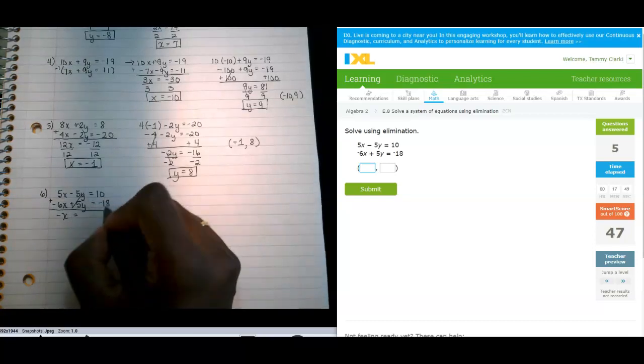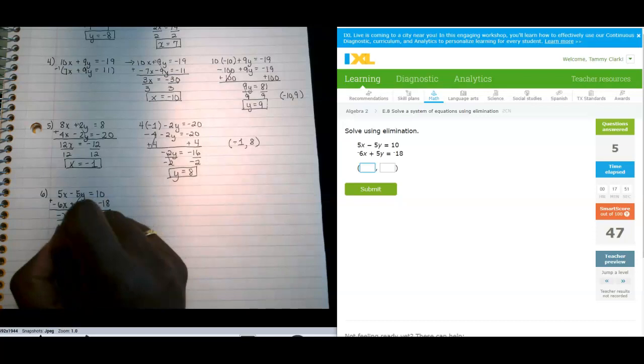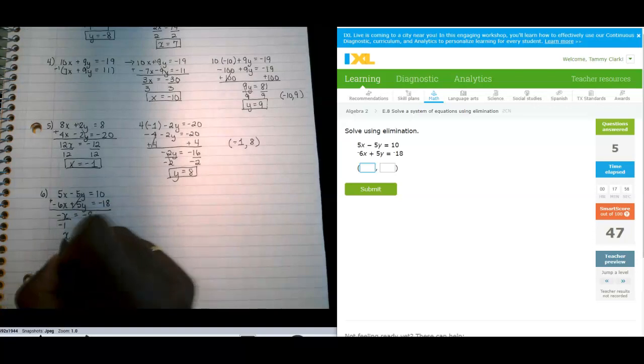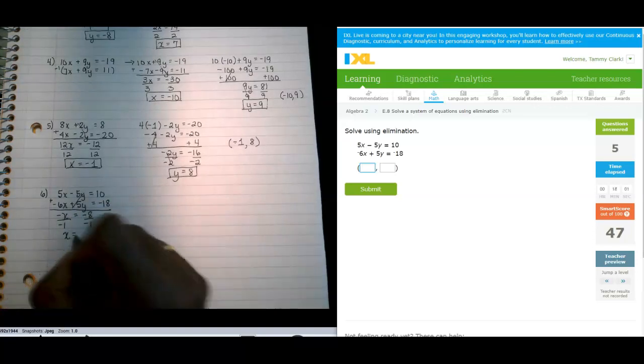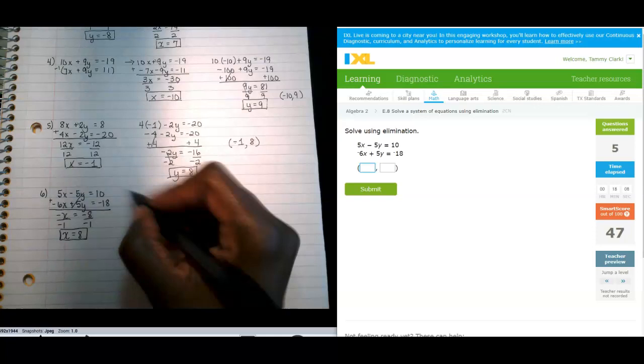10 minus 18 is negative 8. We're going to divide each term by negative 1 because we know there's an imaginary 1 in front of that x term. So a negative divided by a negative is a positive. Negative 8 divided by negative 1 is positive 8. Therefore, x is equal to 8.